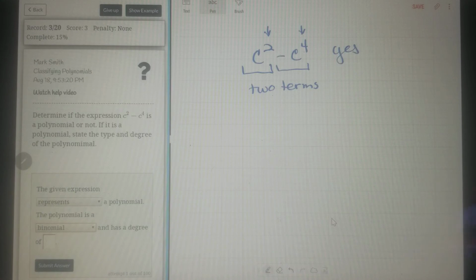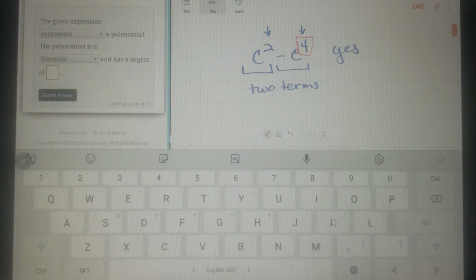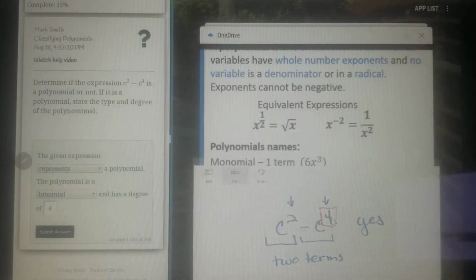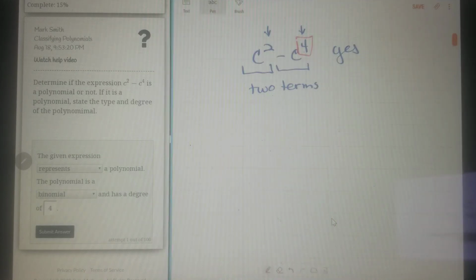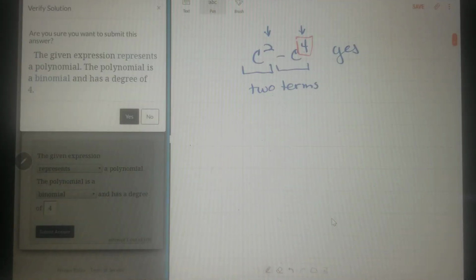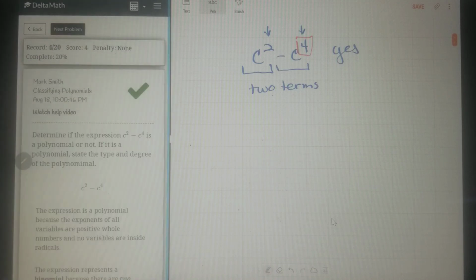And what is the degree? So what is the highest exponent? The highest exponent, or sum of exponents, is a 4. So we're going to go back over here, say that's a 4, and submit that as our answer. And we get a green check.